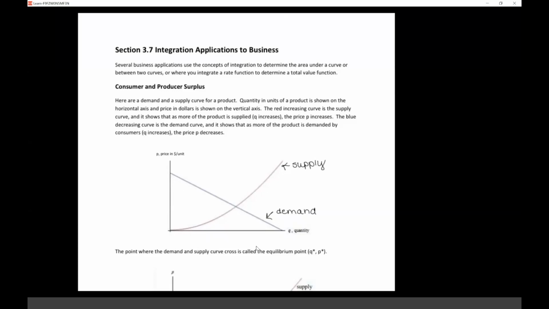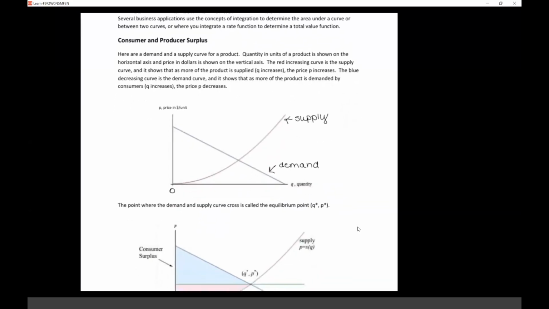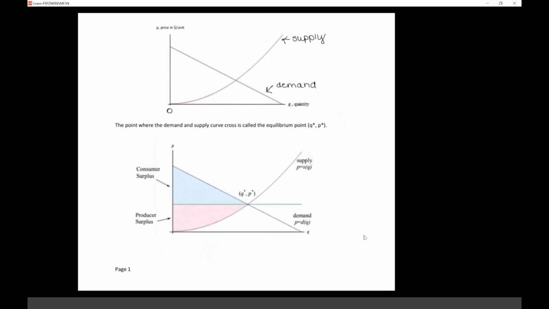Remember, these are low values over here. You can put a zero here to give you an idea. Here's quantity demanded or supplied, and these are the prices. So hopefully everybody is at least comfortable with this idea of supply and demand, even if you haven't seen these curves before. But the curves are going to be important to us because we're going to be integrating to find the area underneath them.